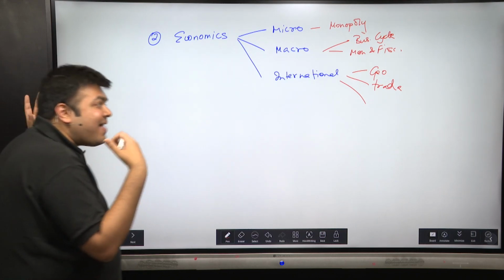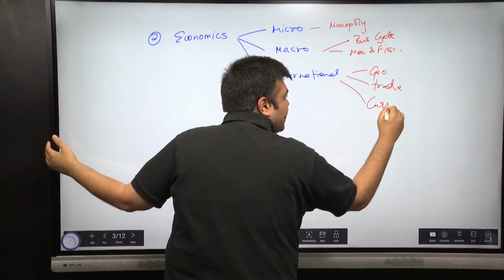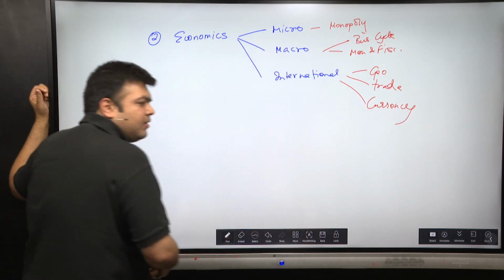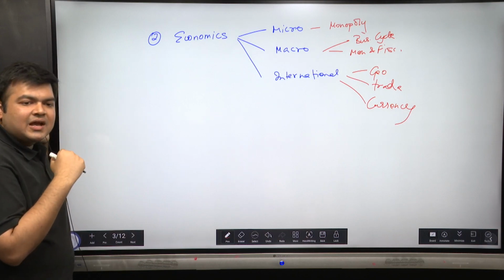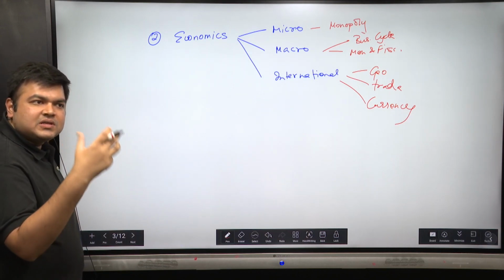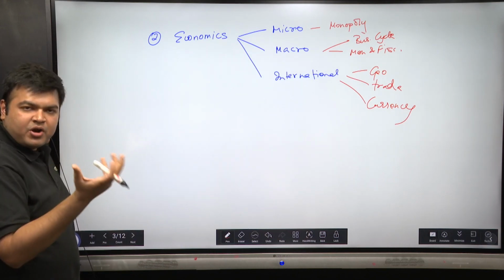So the trade part, and the currency, foreign currency, and all the related calculations. For example, Infosys and TCS get impacted by currency because Infosys and TCS are selling services outside, dominantly to the US.